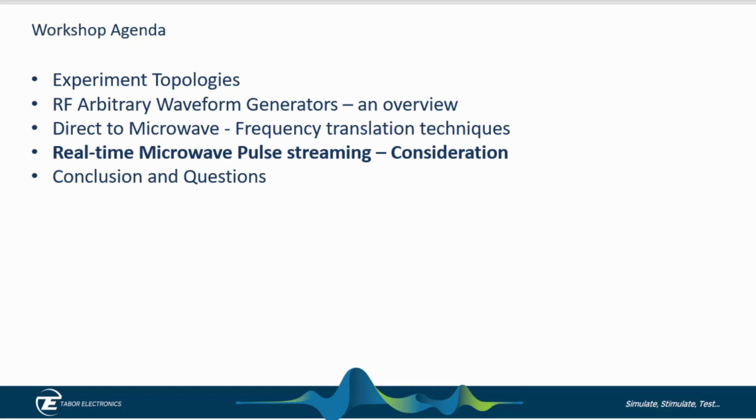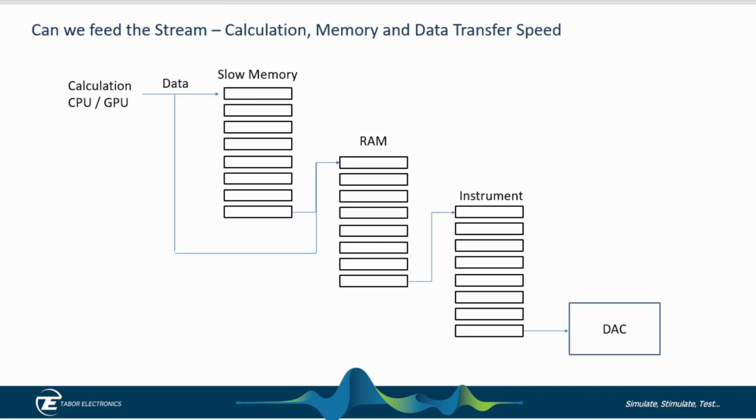Let's take a look at the real-time microwave pulse streaming and some of the considerations that go into being able to effectively stream data in real time into the instrumentation and play it out. So the first thing to worry about when you want to stream waveforms into your arbitrary waveform memory and have them play out in real time is you've got to be able to feed the stream. So you need to do your calculations at a rate such that the instrumentation is not waiting for information, it's being fed all the time. So you've got to do fast calculations.